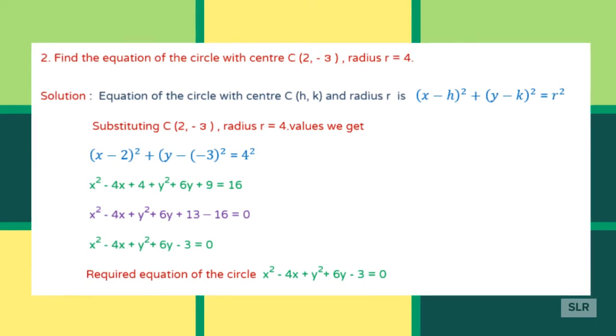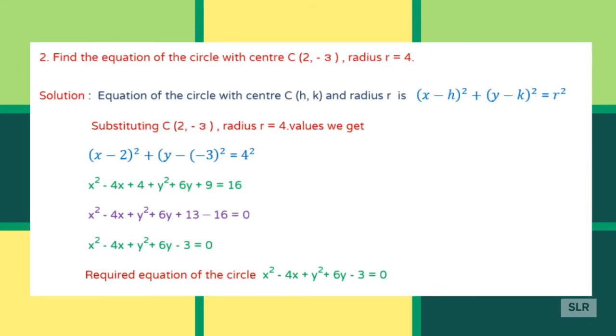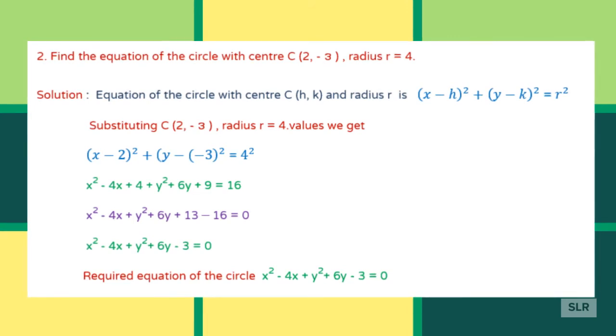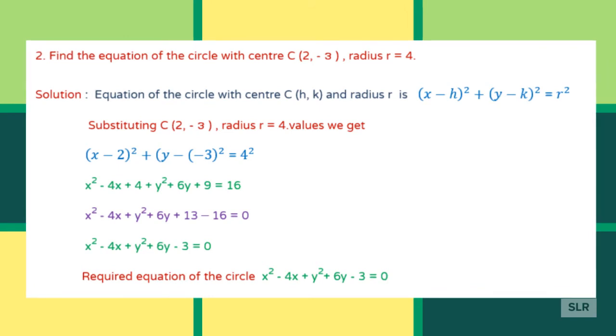Expanding (x - 2)²: (a - b)² = a² - 2ab + b². Therefore, x² - 4x + 4 + y², here minus into minus is plus, therefore + 6y + 9 = 16. So x² - 4x + y² + 6y + 13 - 16 = 0, since 4 plus 9 is 13. Therefore, simplifying, x² + y² - 4x + 6y - 3 = 0. This is the required equation of the circle with center (2, -3) and radius 4.